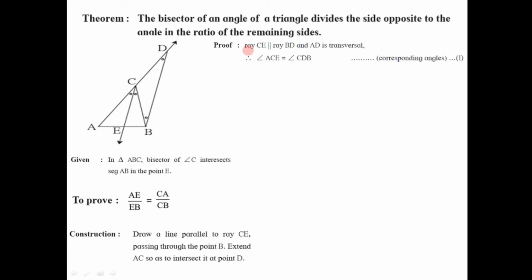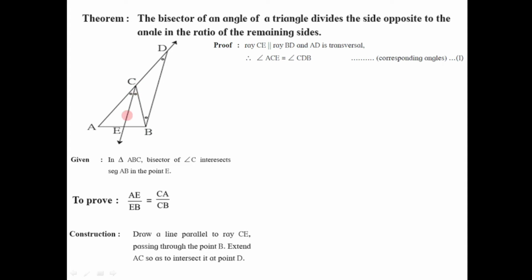As we have done the construction, ray CE is parallel to ray BD, and if we consider AD as the transversal, then we have two angles, ACE and CDB. These two angles are corresponding angles, and we know that if two lines are parallel, then their corresponding angles are congruent. That's why angle ACE is congruent to angle CDB. The reason is corresponding angles. We'll name this as equation number 1.